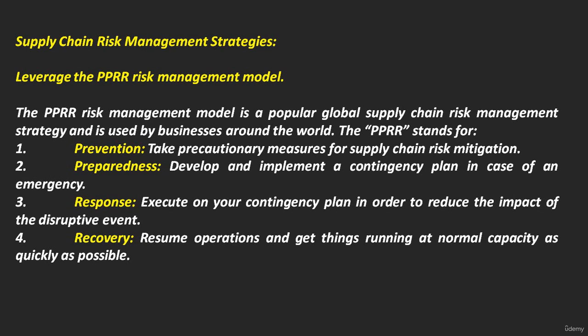The first one is prevention: take precautionary measures for supply chain risk mitigation. Next is preparedness: develop and implement a contingency plan in case of an emergency. Third is response: execute your contingency plan in order to reduce the impact of the disruptive event. Fourth is recovery: resume operations and get things running at normal capacity as quickly as possible.